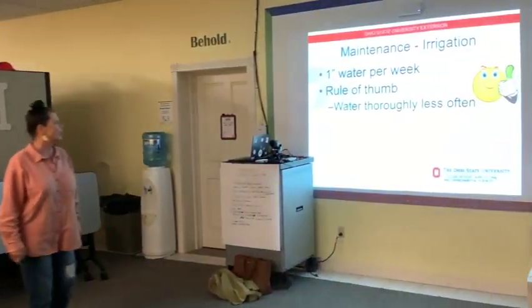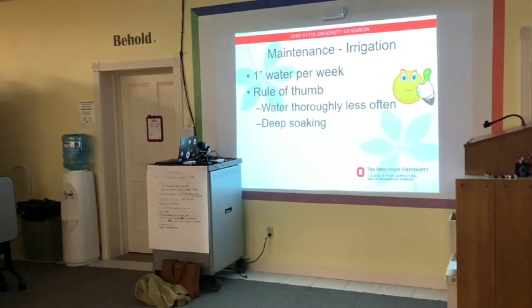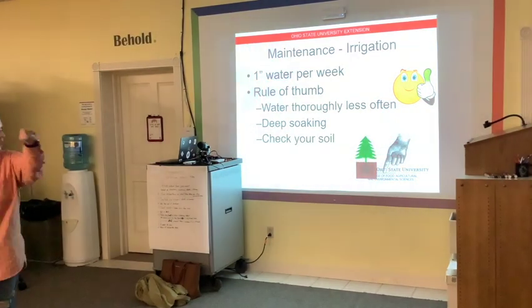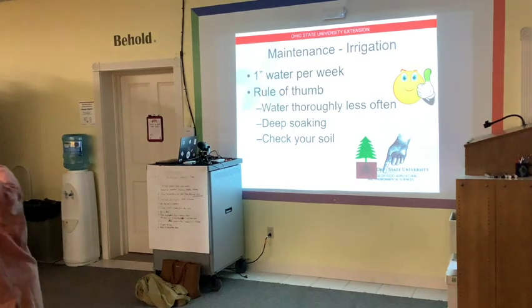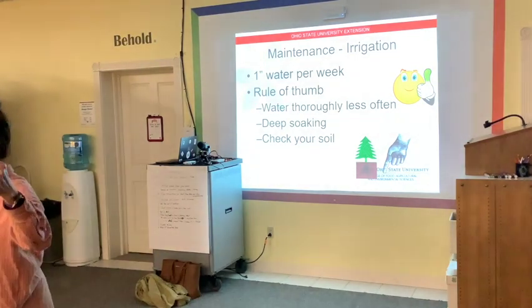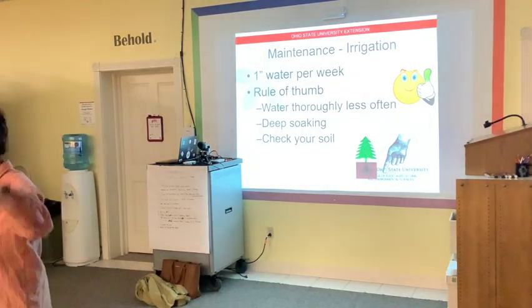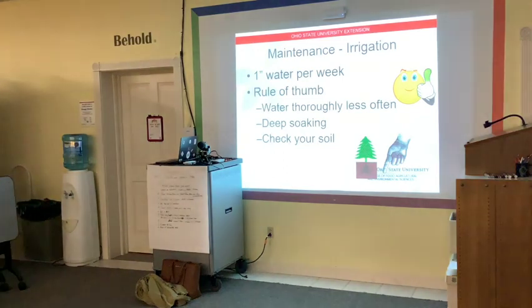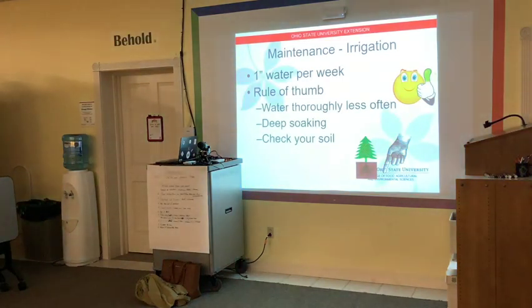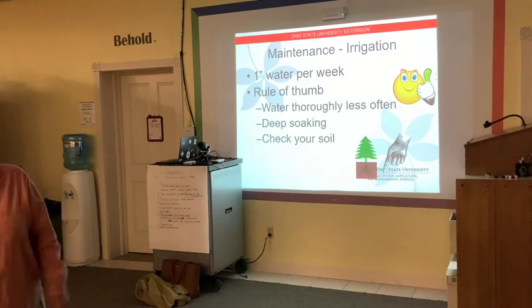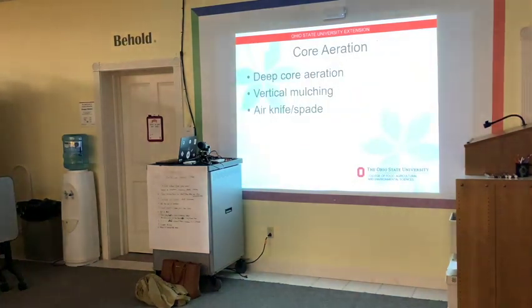1 inch of water per week. Water thoroughly less often. Give it a good deep soaking. And use your finger to check the soil, or a soil probe to get down in there and see, if I leave the sprinkler on for an hour or two, what is the depth of that? Because remember, that plant that you just put in the ground out of a container is not established. It's not getting water from anywhere unless you supply it. That root system's going to dry out quickly in the beginning, and then as they get older, pay attention to those watering needs.